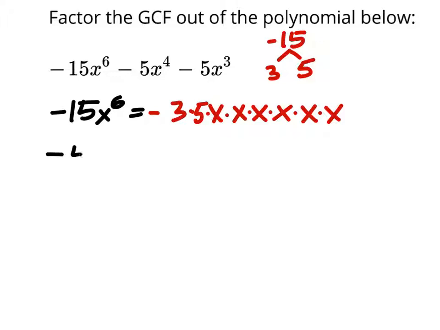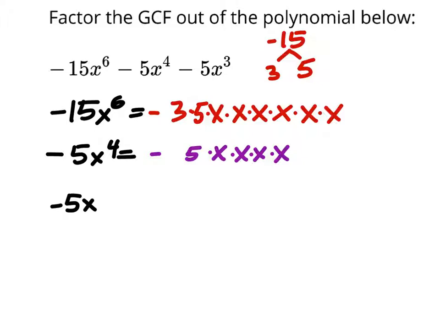Next up, negative 5x to the power of 4. So I've got my 4 x's just to start out with. And I've got negative 5, which is prime already. Next up, negative 5x to the power of 3. So I've got my 3 x's. And I've got my negative 5 again.